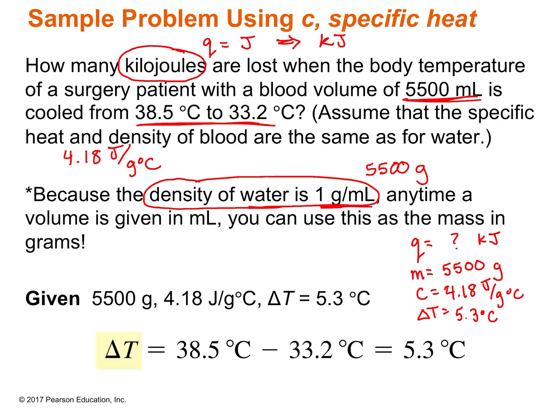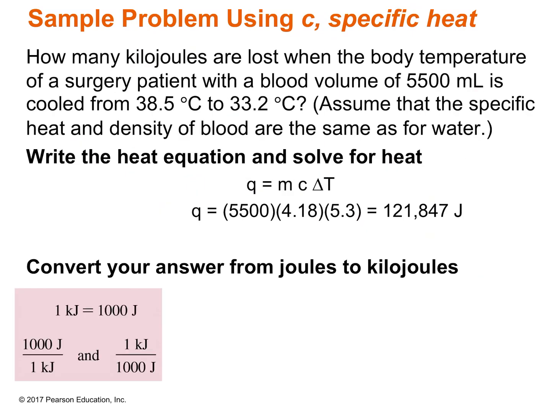So now we have all of our variables, and we can go ahead and solve for Q. Since the equation is already solved for Q on the left here by itself, we don't need to rearrange our equation, and we can just plug things in. So we have M, C, delta T, and we can just multiply them all together and get our answer. And so normally we would be done, right? That's our answer in joules. But we need to convert our answer from joules into kilojoules.